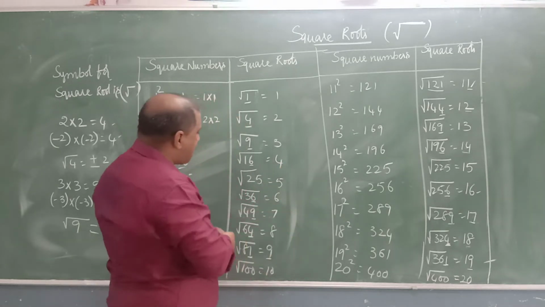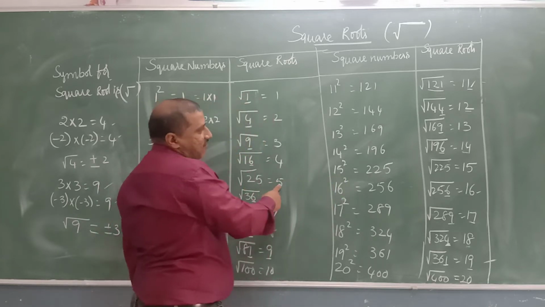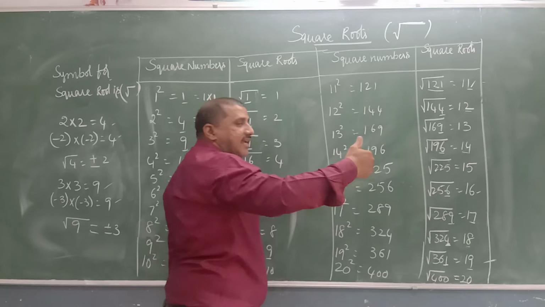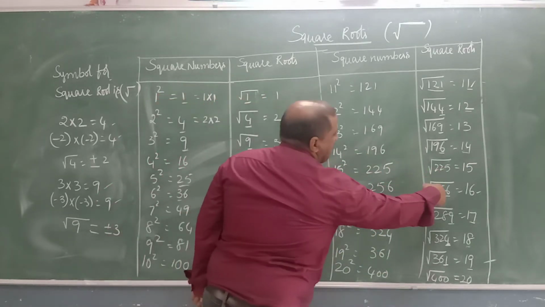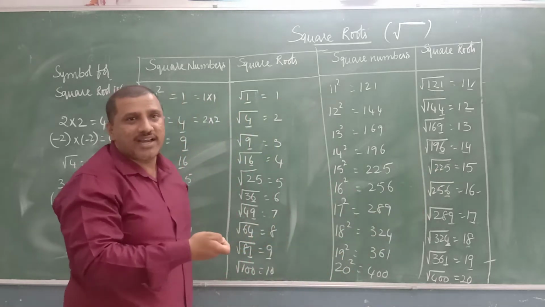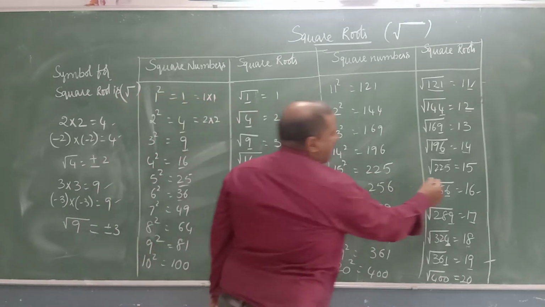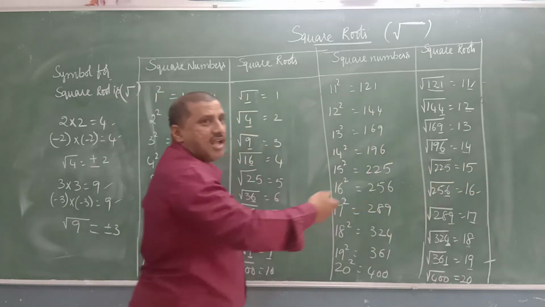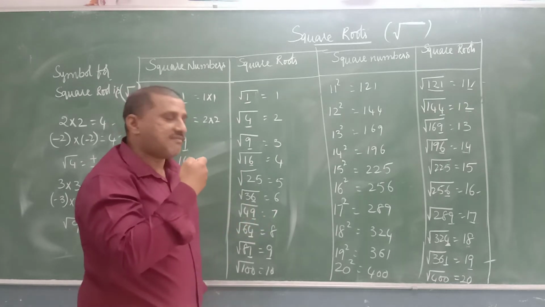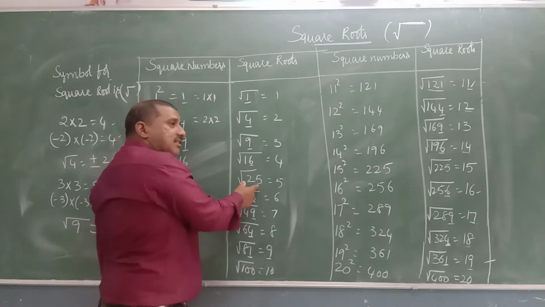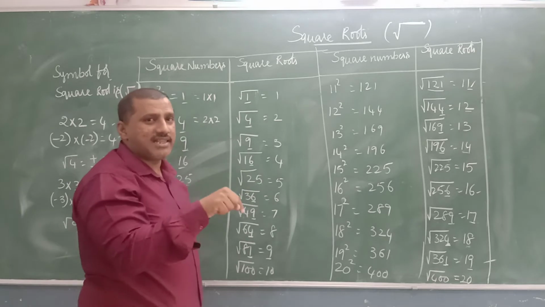The next one is 25. Root 25 is 5. Root 225 is 15. Next, root 625 is 25. All these numbers, 25, 225, 625, these perfect square numbers are ending with 5. What about their square roots? 5, and here it is 15, the next case is 25. Those square roots also end with the digit 5. So what can I conclude from this? The square numbers which are ending with 5, their square roots will end with 5.